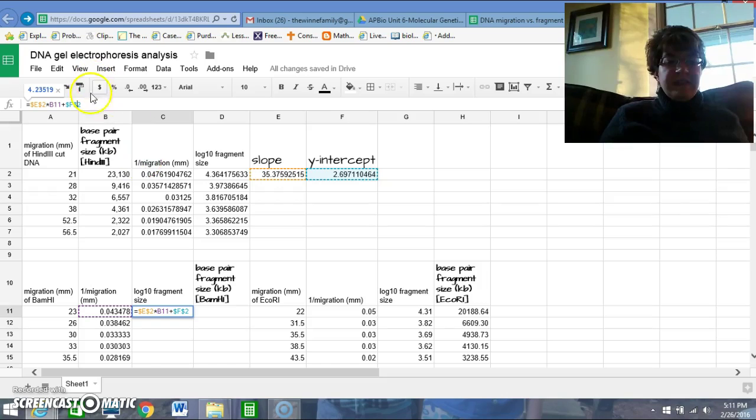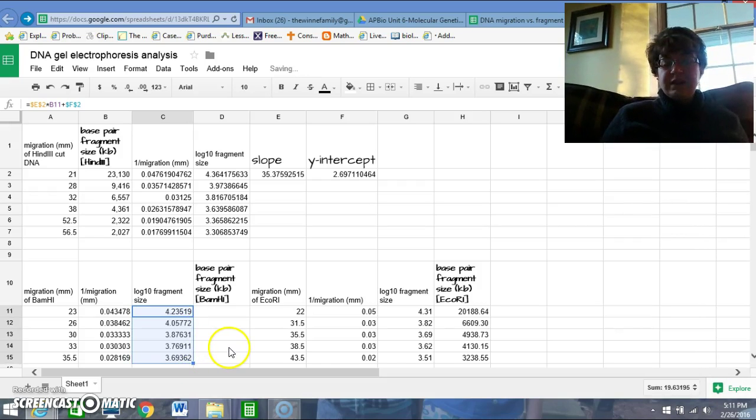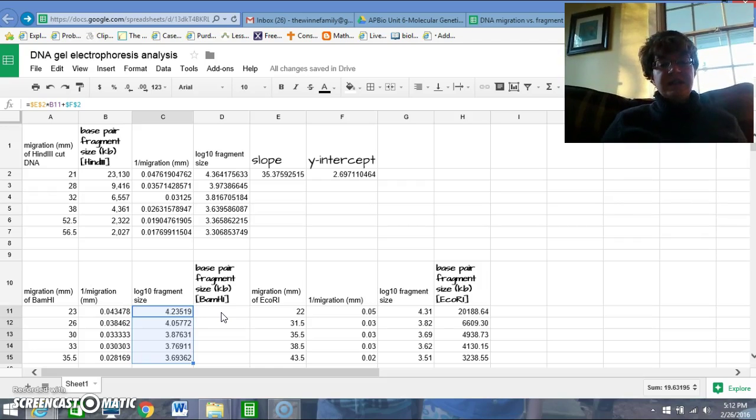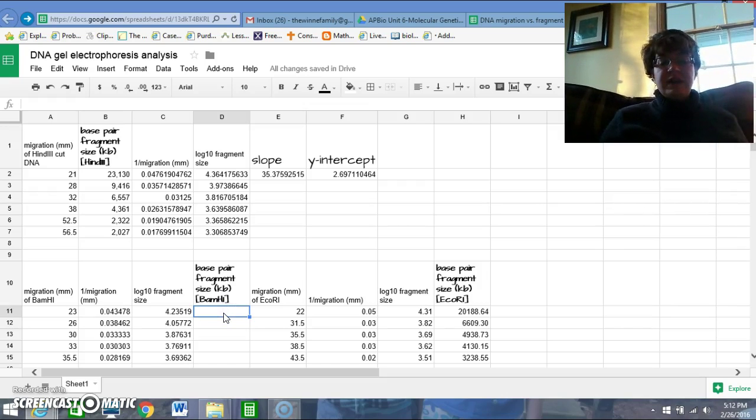All right, now that that is complete, I can apply this formula to all of the other cells in this row. Okay, and it gives me the log 10 of the fragment sizes that were in each of the bands of my electrophoresis gel. Now, I don't really want to know the log 10. What I'm interested in is how big are those fragments of DNA that were in each of the bands in my gel electrophoresis. So my last step is to convert this back into base pair fragment size, which is in kilobases. And so, again, I'm going to do an equation.